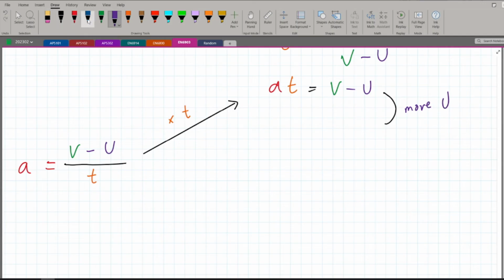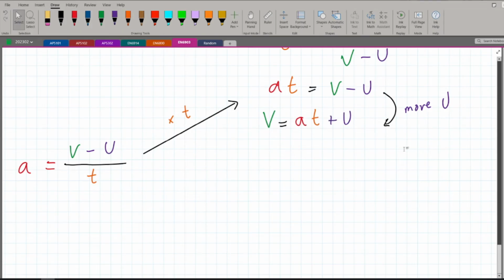We move u to the other side, and we will have this equation over here. v is equal to at plus u, so a times t plus u. Now u is positive because we moved it to the other side. This is one of the most basic equations used for velocity when you have acceleration instead of displacement. This is how you will find velocity.